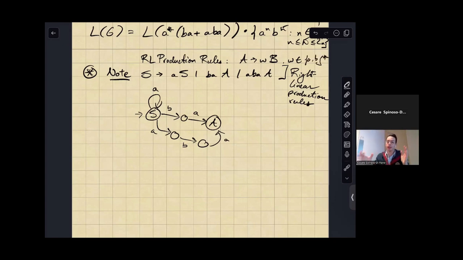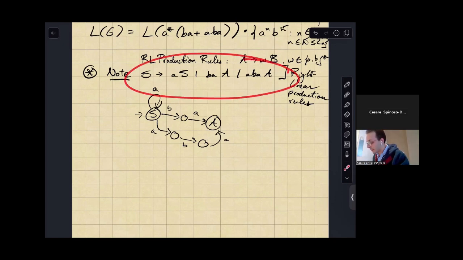The reason why it's called right linear: linear just refers to the fact that there's only one variable on the right, and right linear is because the variable is at the rightmost part of the production rule. So you can't have W and then some other string after it. It has to be at the rightmost part. So you can take something like this and convert it to an FA like this, and then convert the FA to a DFA.